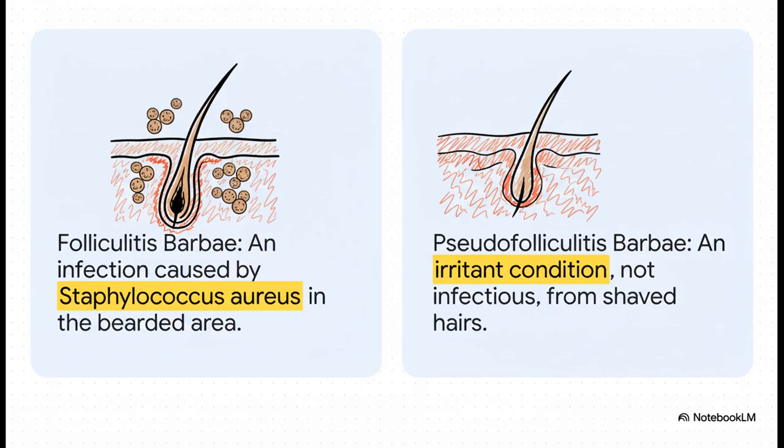Okay, here's the key difference you have to remember. Folliculitis barbae is a real infection, usually from Staph aureus. On the other hand, pseudofolliculitis barbae is not an infection. It's an irritation problem caused when shaved hairs curve back and poke into the skin, which creates a foreign body reaction. A huge clinical clue is that you see it way more often in men of African descent because of the natural curl of their hair follicles. Getting this right is so important. It's how you avoid giving unnecessary antibiotics and instead give the right advice about shaving.